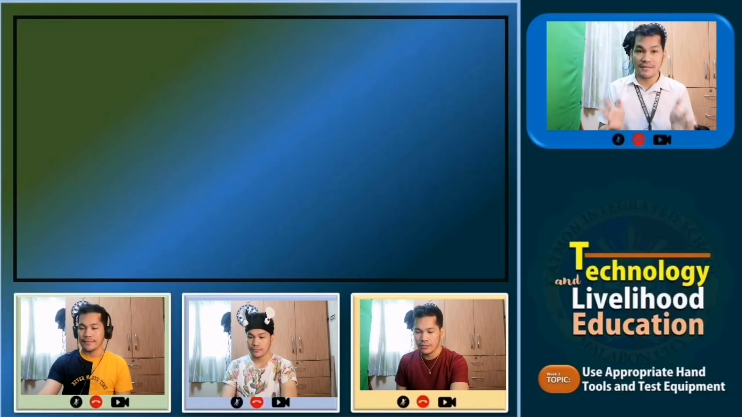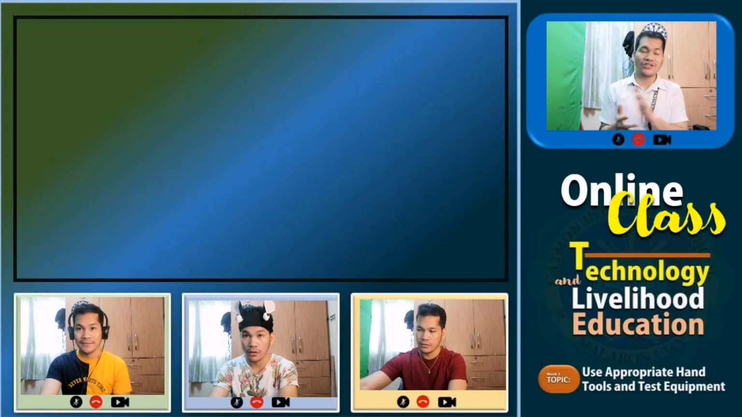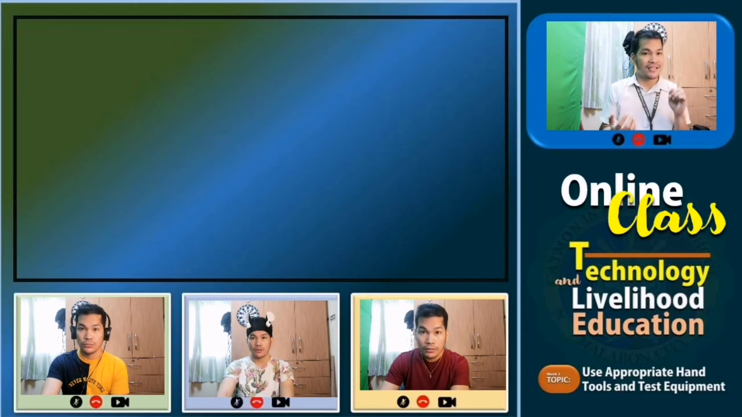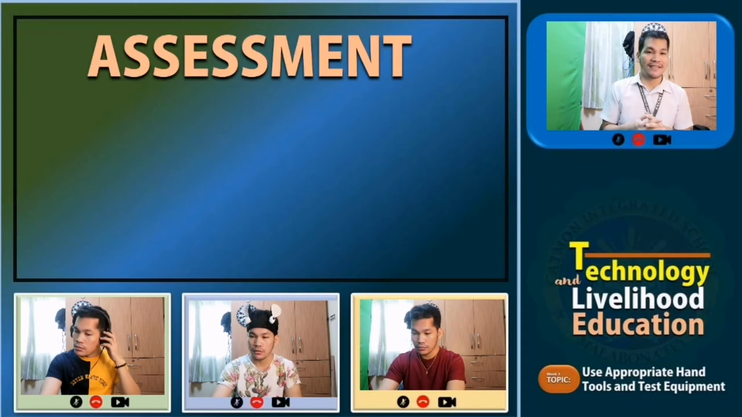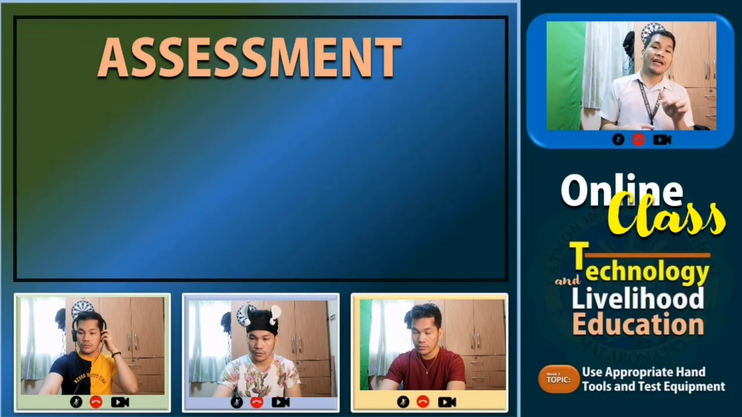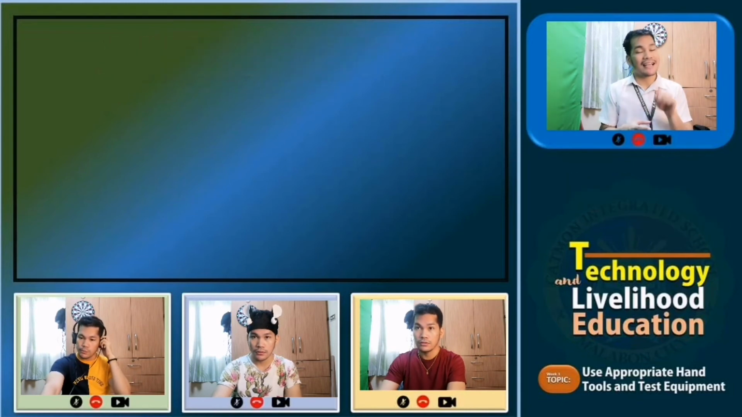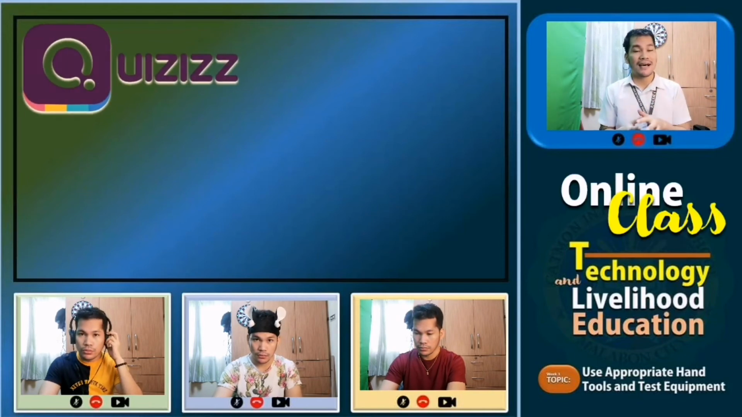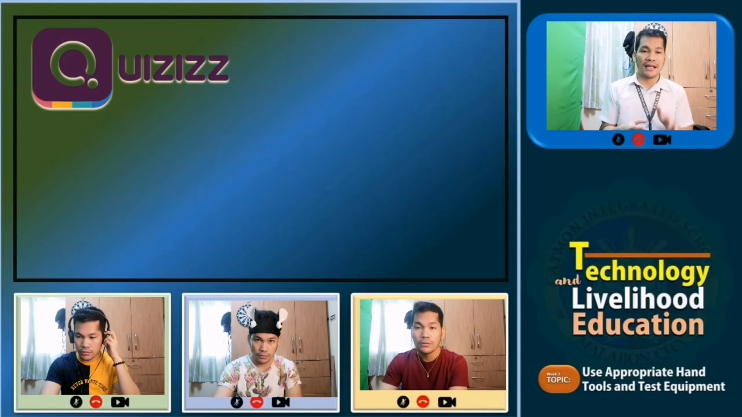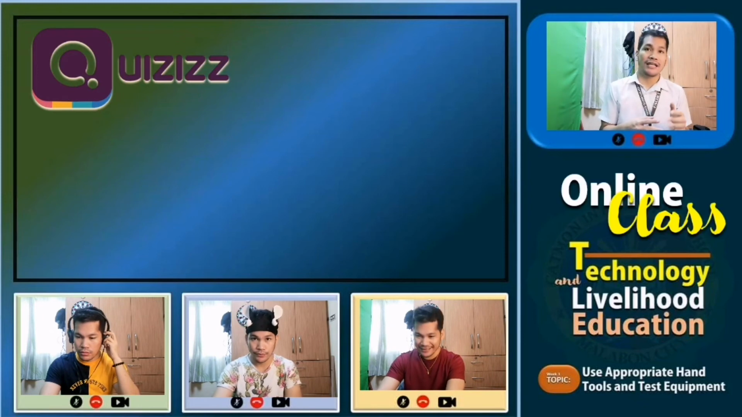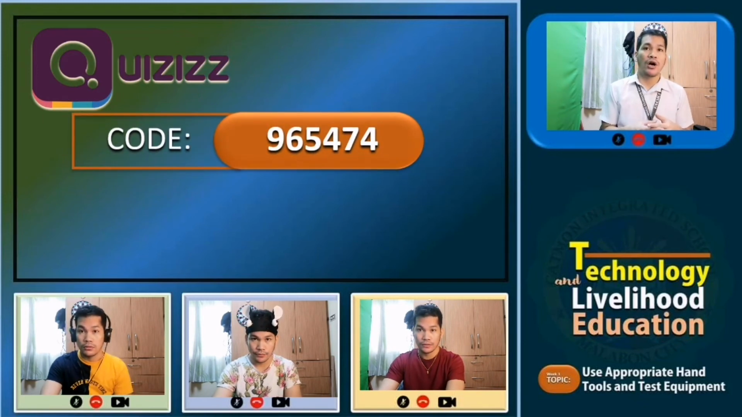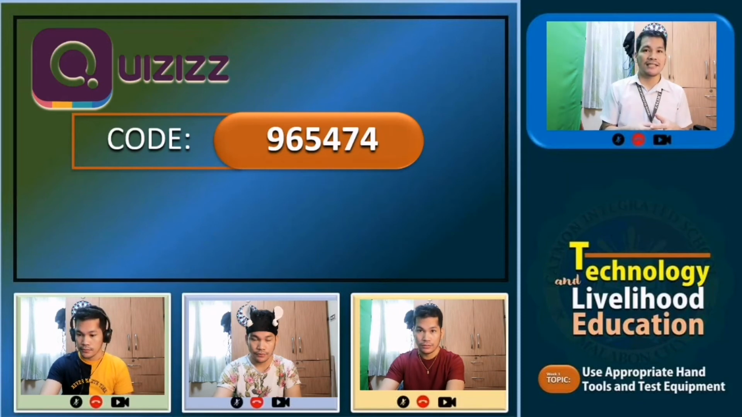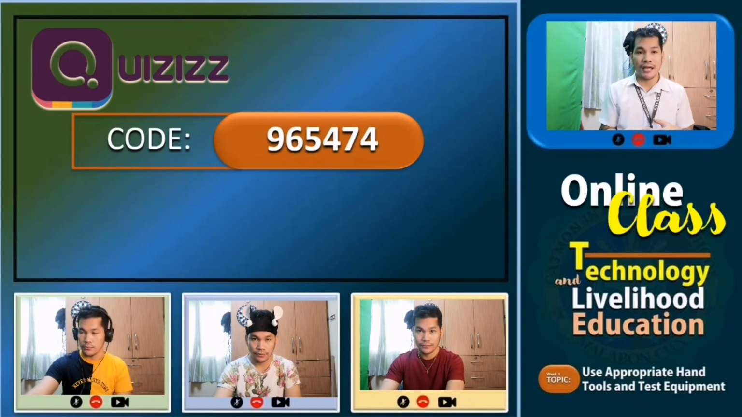Alright, and we are now in the last part of our lesson, and this is the check on what you have learned in our discussion, and this is our assessment. Okay, so what I would like you to do is to get into again our favorite application, joinmyquiz.com, and please key in the code 96547 and 4. Okay, again, that's 96547 and 4.